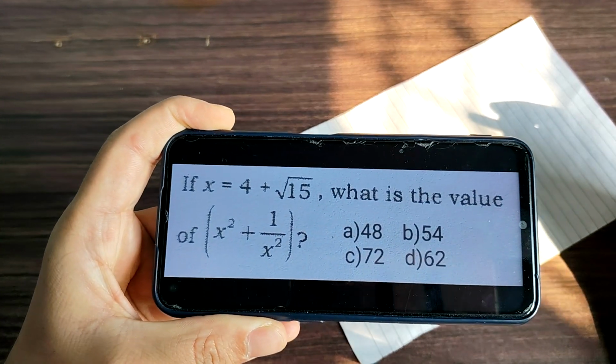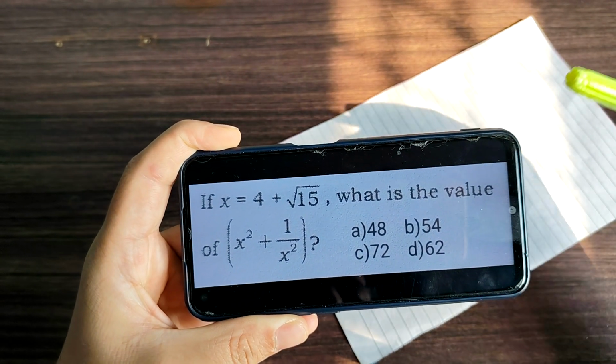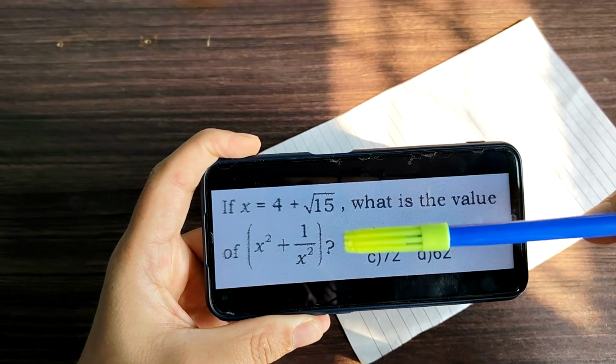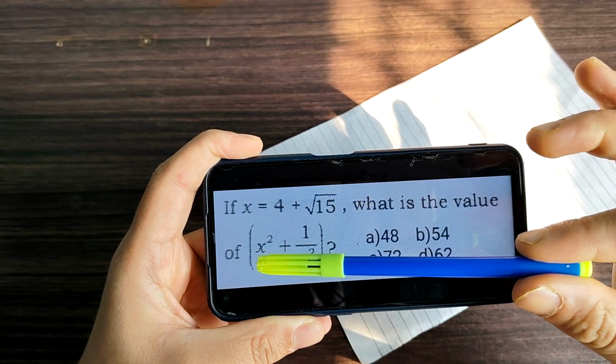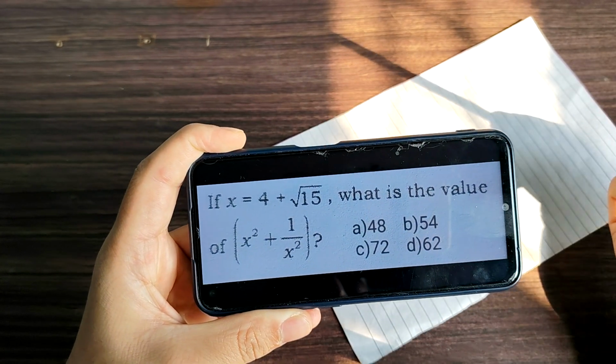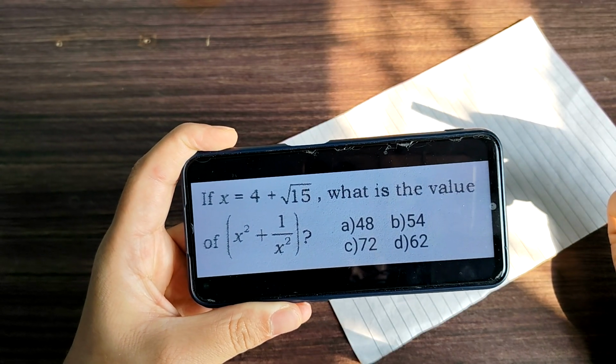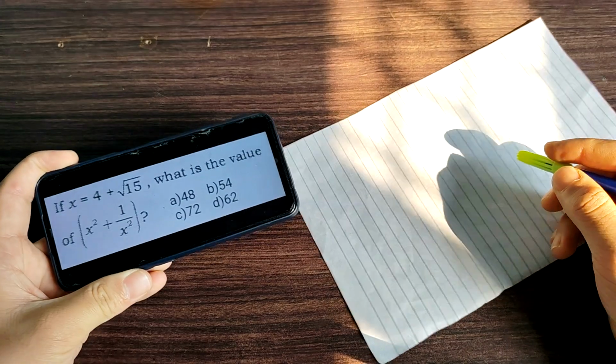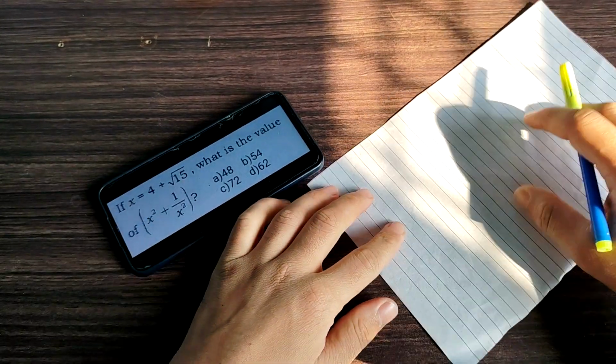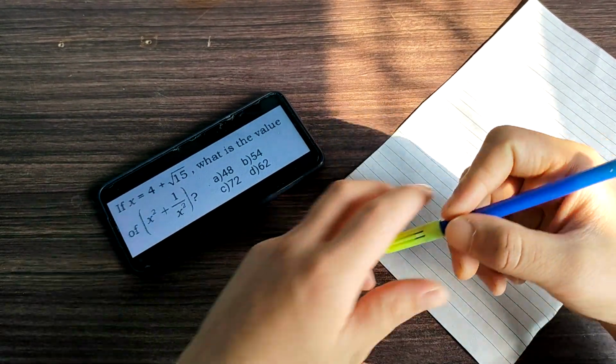This is a very simple question. There is a method one, for example you can simply put the value of x into it and then solve, but that process is very long. So there is a very short trick for this method. So let's go. So there is a trick.